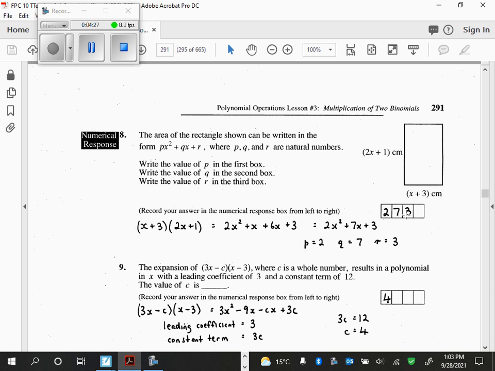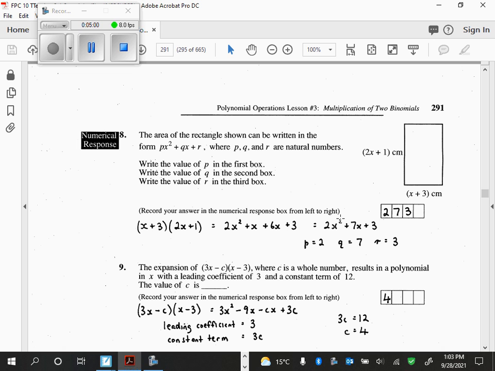So don't ever put negative. Best guess is just leave the negative out. If you can't figure it out, just leave that negative sign out because it can't be negative. Good question though. Again, numerical response question. This is just 1 mark or 0 marks. No in between. You can't mix up the order. You can't put the 7, 2, 3. No, thank you. That's the 0 marks for that one. And please put them from left to right.